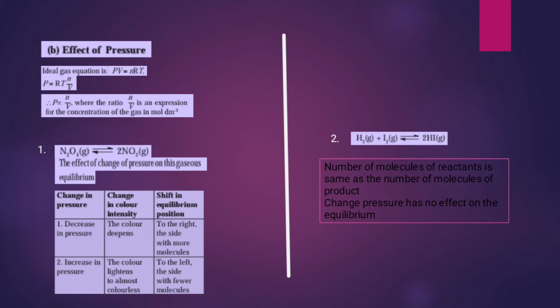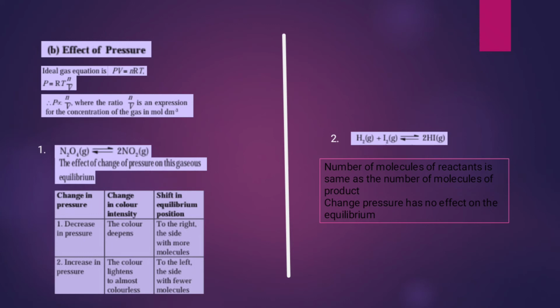Now the effect of change of pressure on the gaseous equilibrium can be observed by observing the change in the color intensity. Now let us see about the change in the color intensity. Suppose there is a change in pressure, change in the color intensity, and shifting in the equilibrium position.